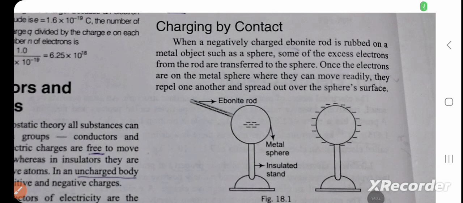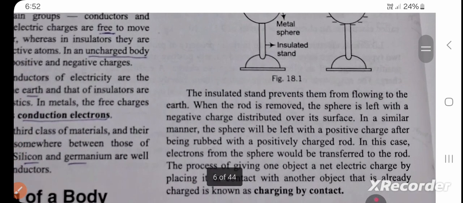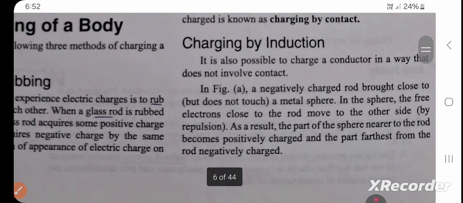In the next video we are discussing charging by contact and charging by induction.